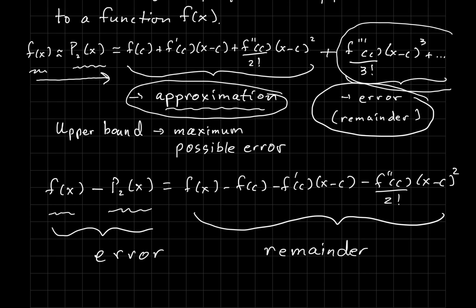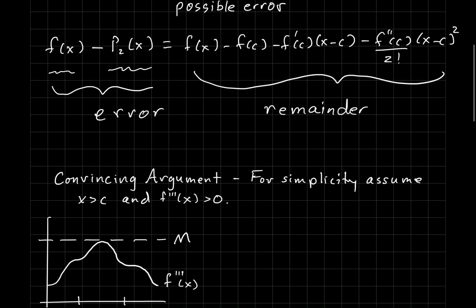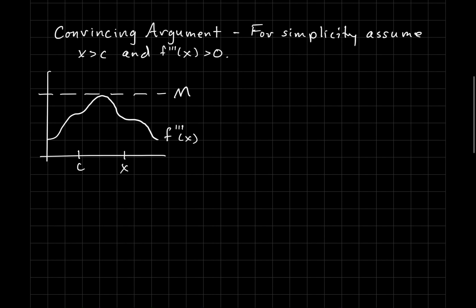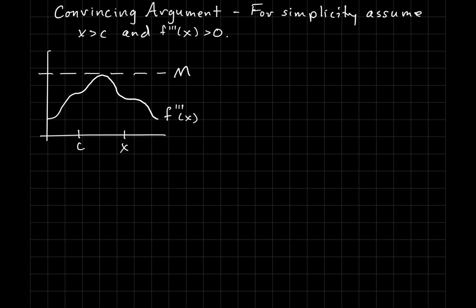So how do we find this upper bound? Well, I'm going to try to convince you with my argument. That is, I'm going to do a simplified version of a specific case and assume that you can take that and go beyond to see that it works in all cases. For our simple case, let's assume that I know something about the third derivative of our function.